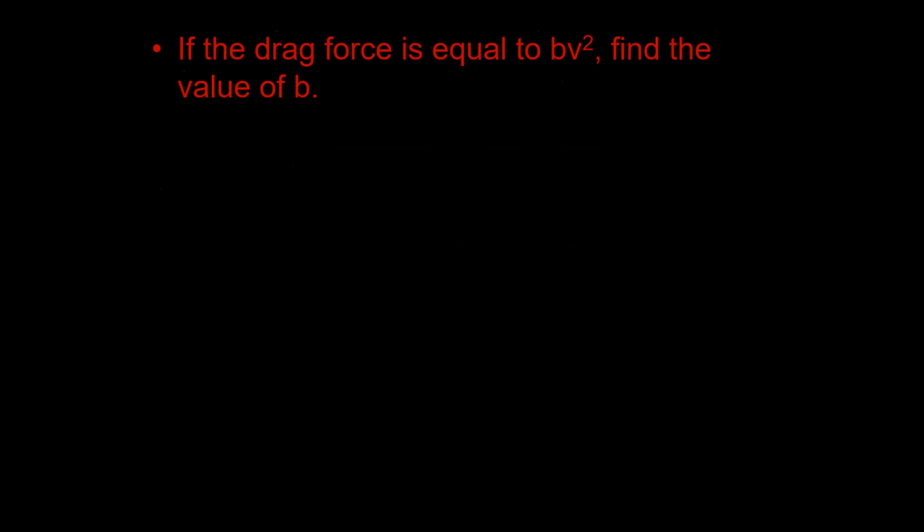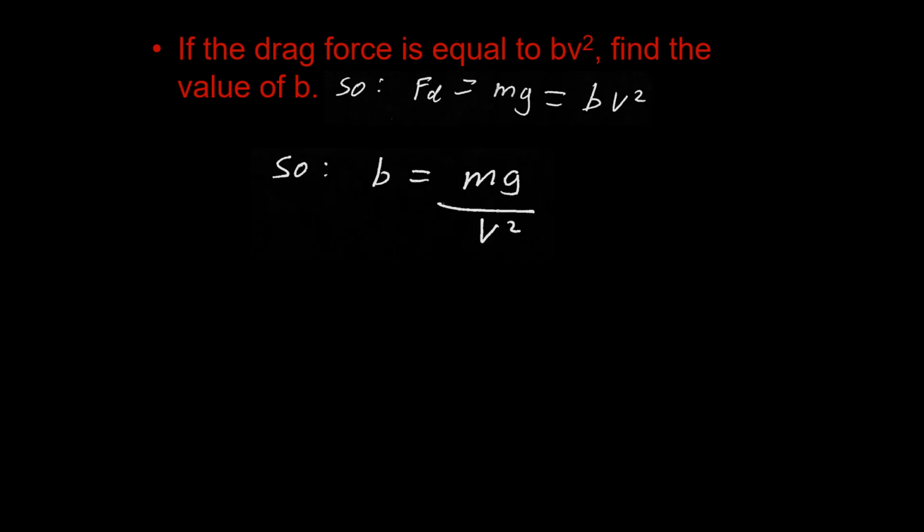Now, here we've used bv squared instead of the typical cv squared. Some books use different notation, but here b is that drag coefficient c in the previous slides. Finding the value of b, Fd will equal mg, which will be bv squared, so b is mg over v squared.